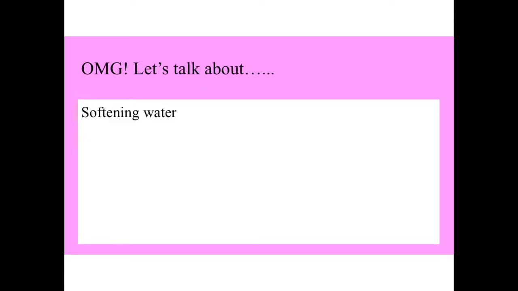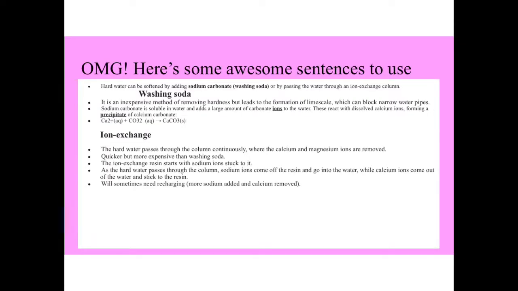And finally, how do we soften water? Okay, depends on what type of water you've got. Obviously with temporary hardness, you can just boil it and it will then soften. You can remove both temporary and permanent hardness, but this is often used for permanent hard water with 2 different ways. You can add sodium carbonate, which is washing soda, or pass the water through an ion exchange column.